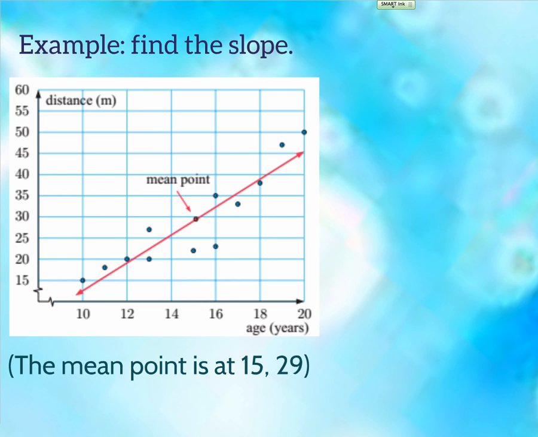So as I said, same graph as before. Find the slope. So the mean point is at (15, 29). I calculated that mean and we have it on the graph. So our mean point is at (15, 29), and we can say that is x1, y1.